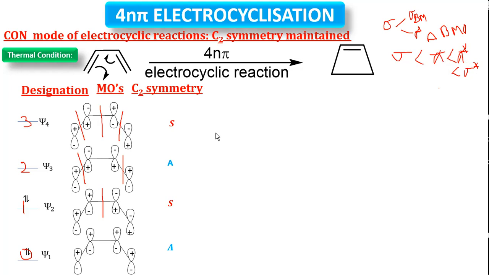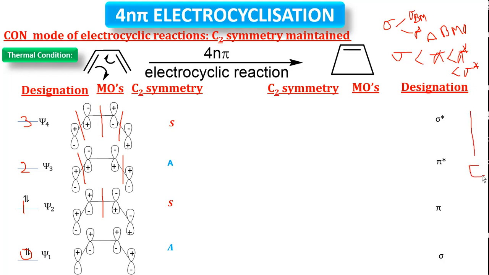So now let's classify the molecular orbitals of products: the designation, the molecular orbital and the C2 symmetry. What is the designation? I already told you: sigma, pi, next is pi star, next is sigma star, because this is the energy order. Always, bonding molecular orbitals have less energy than anti-bonding molecular orbitals.